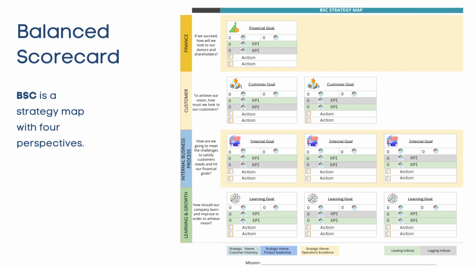BSC is basically a strategy map with 4 perspectives. Each perspective builds on each other, starting from the base financial perspective. The framework provides the logic we use in creating strategy through these 4 perspectives. Let's look briefly at each and how they build on each other.